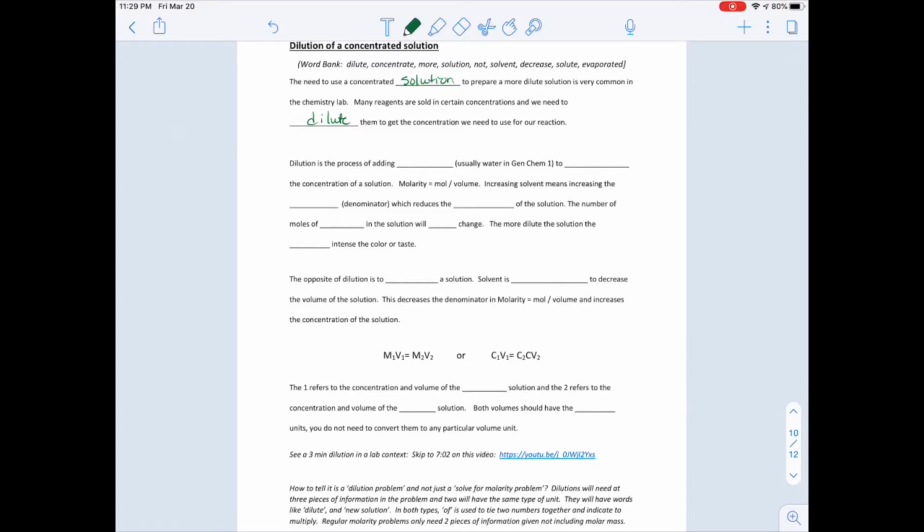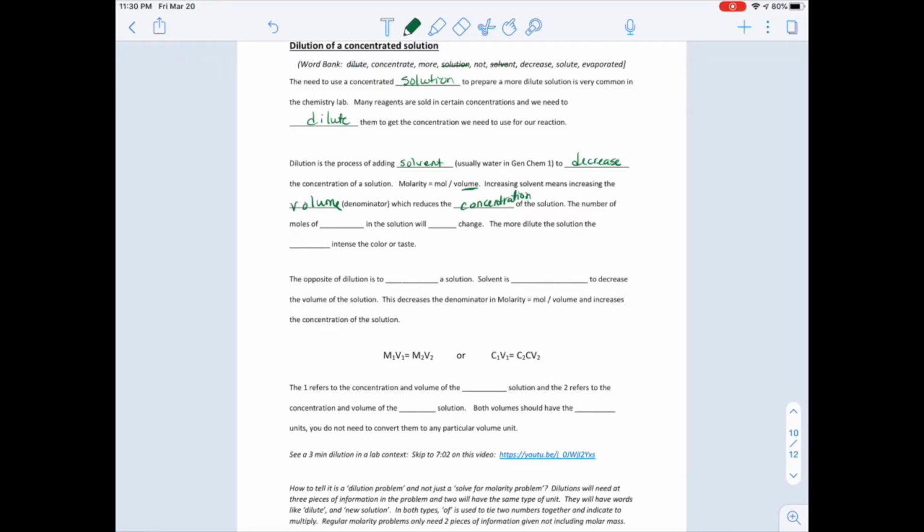Okay, so dilution is the process of adding solvent, usually water in Gen Chem 1 and 2, to a solution, and that decreases the concentration of the solution, because whenever you add water, you're decreasing concentration. You make it more dilute. And as a reminder, molarity is moles over volume. Increasing solvent means you're increasing the denominator, which reduces the concentration of the solution. Again, I'm going to double check to make sure all your words are correct.